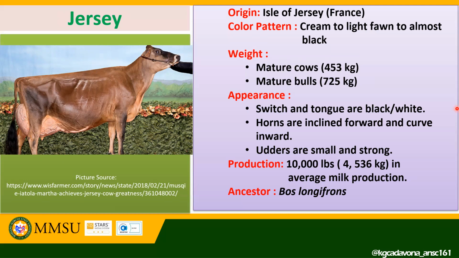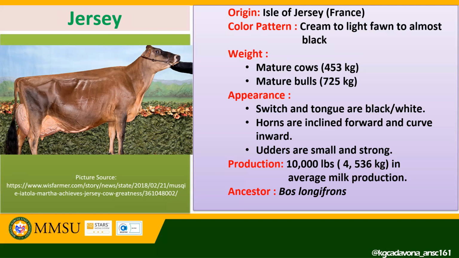Now, what about for the horns? So for the horns, the same lang sila ni Holstein. The horns of Jersey are curved inward and are inclined forward also. Okay? Then another one, they have small and strong udders.